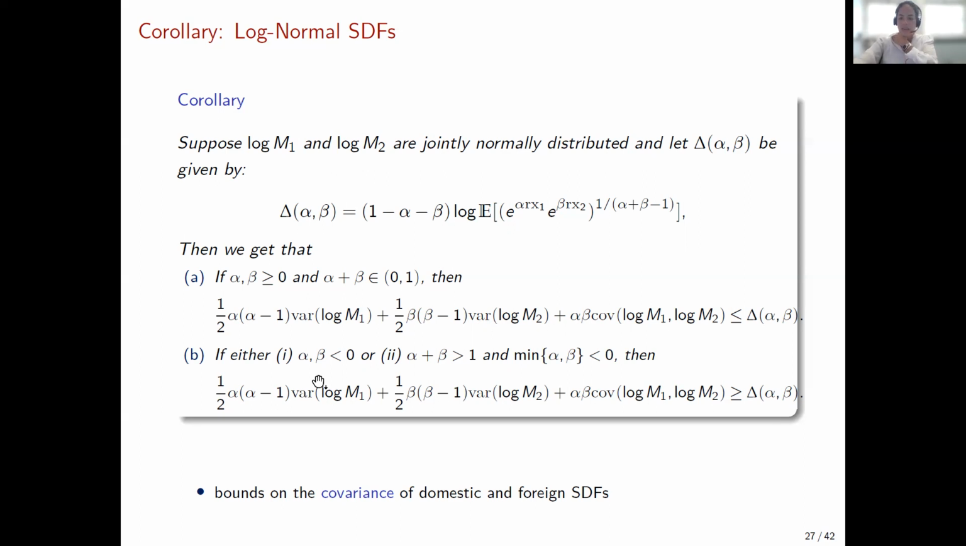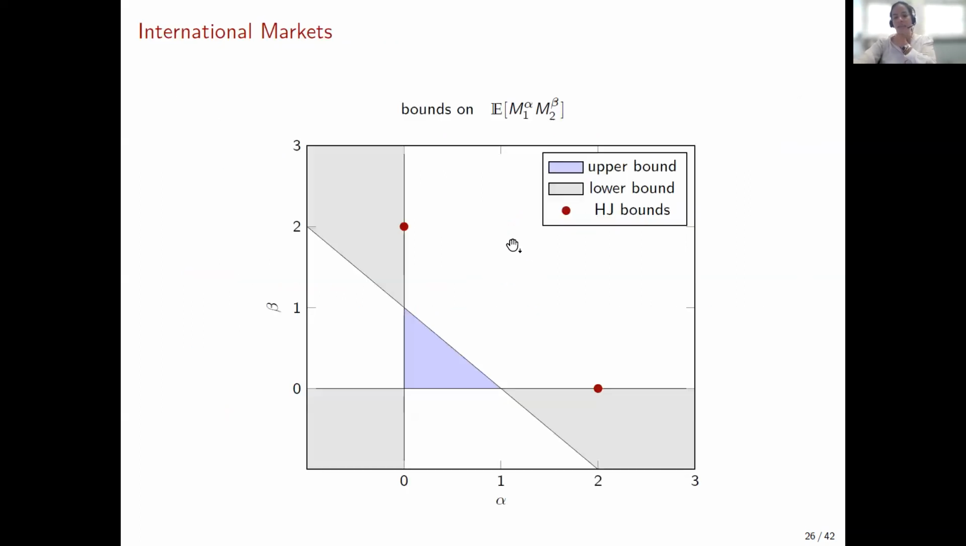So here is just an illustration of how this looks like in this international case. So the blue triangle is going to be the upper bound. On the x-axis, you have all the powers of the domestic stochastic discount factor. On the y-axis, you have all the powers of the foreign stochastic discount factors. The red dots here are just going to be the HJ bounds. Why is that? Well, if you take alpha to the power of 2, you get the variance of the US stochastic discount factors when beta is equal to 0, and vice versa. You have the same for the foreign stochastic discount factor. Okay, so keep this picture in mind because we're going to use this picture in our application.